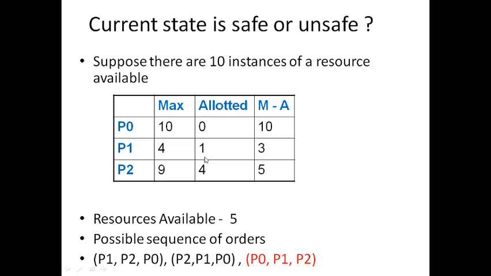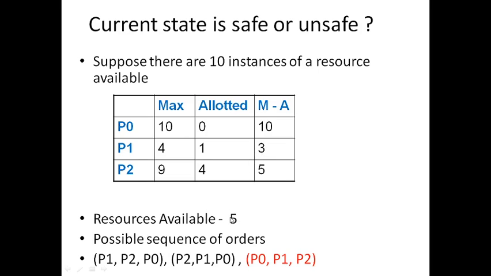For that, we need to check whether there is a sequence to execute all the processes. Let us observe this. What happens if you allocate resource to P1? What is the pending requirement of P1? 3. It's already allotted 1. So out of the maximum, 1 is allotted, and obviously the pending requirement is 3. Do we have that many resources? Yes, we have 5 resources. So that condition is satisfied. We have adequate resources to meet the requirements of P1.